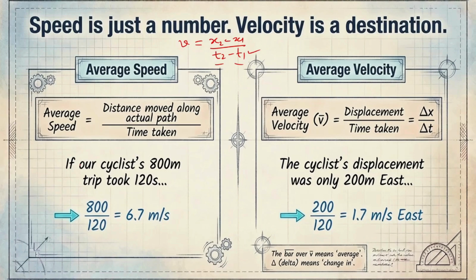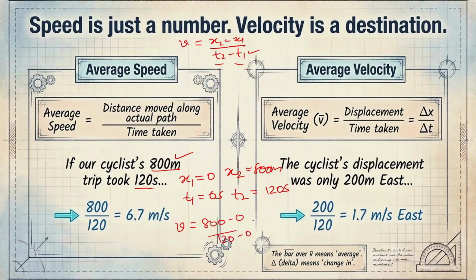Now, if you consider our cyclist example, it covers 800 meters of distance, and the trip took 120 seconds. Then, what is the average speed? If you consider the initial position is 0 and the initial time was 0 seconds. After doing the whole journey, it covered 800 meters, so x2 is equal to 800 meters, and it took about 120 seconds. So now the average speed is given by 800 minus 0 upon 120 minus 0, which is 6.7 meters per second.